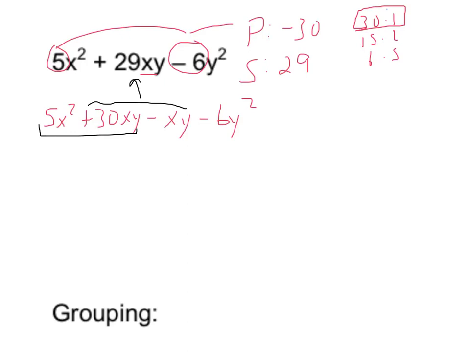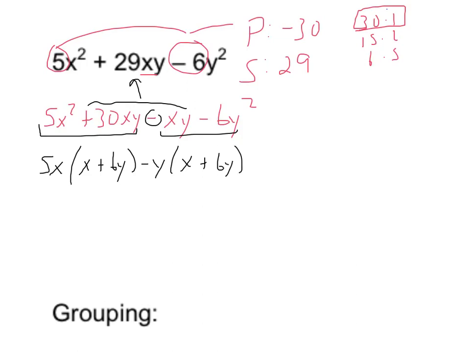Factoring by grouping now, these two terms have a 5x in common. If I take that out, I get x plus 6y. These two, it's negative here, so I'm going to factor a negative y out, because that's the greatest common factor, which leaves us with x plus 6y. I have the same thing in the parentheses, so I'm going to factor that out, and it's multiplied by what's left. And that is 5x minus y.